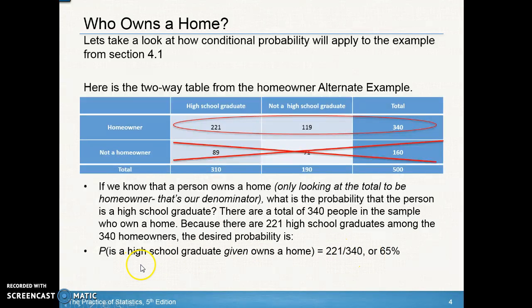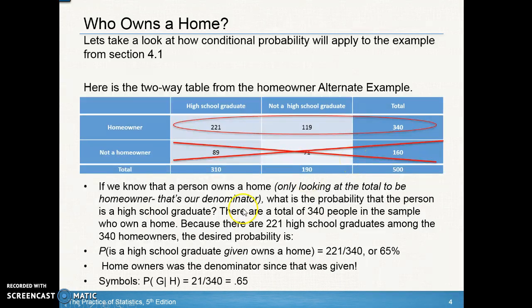So that would be A given B. Given that they own a home means I'm only looking at the homeowners, so that changes my denominator to 340 instead of the 500. Okay? Here's what it would look like in symbols: P(G|H), G given H.